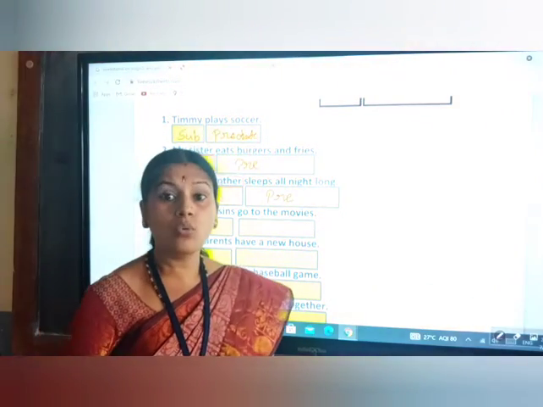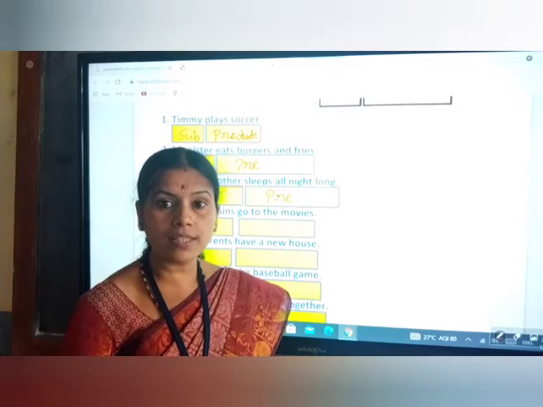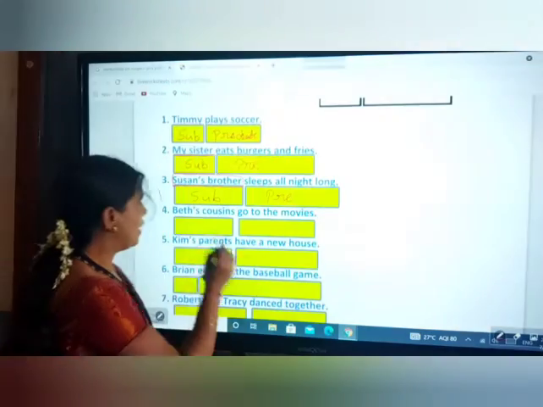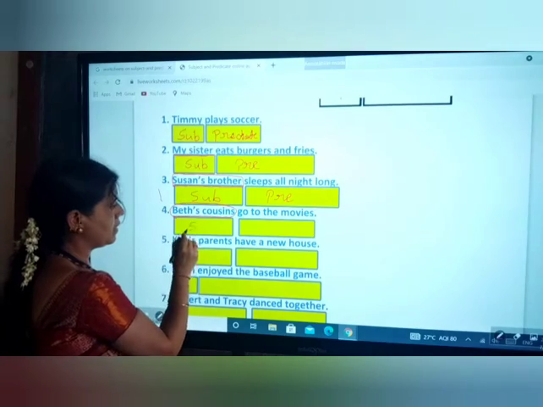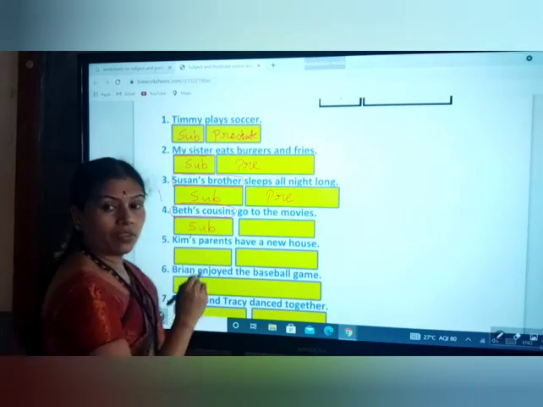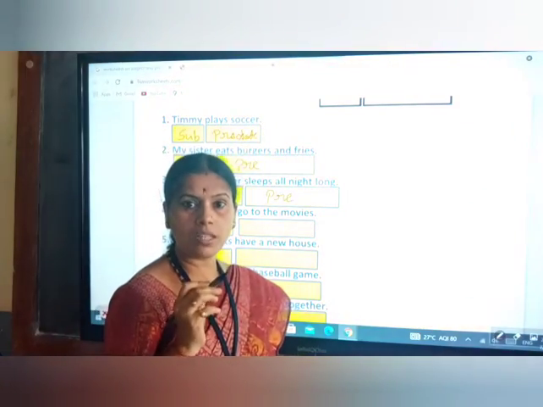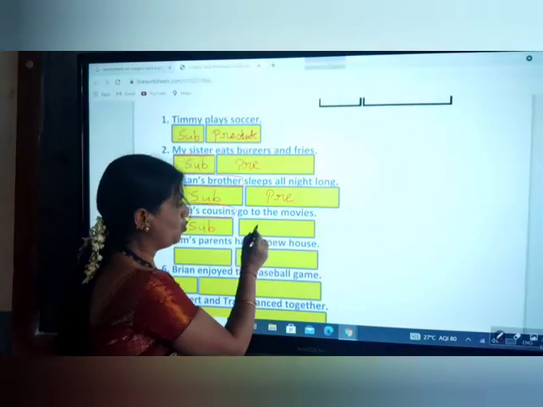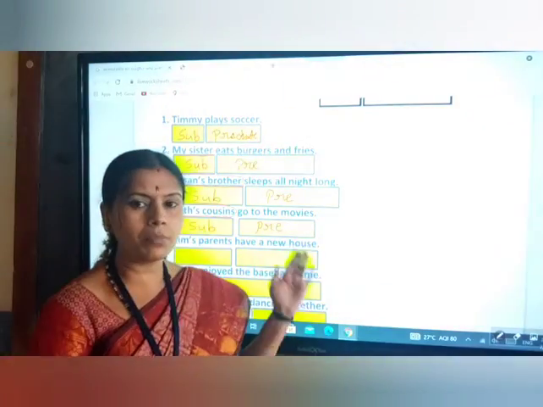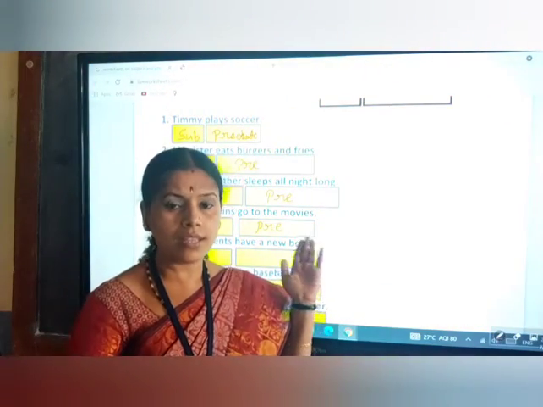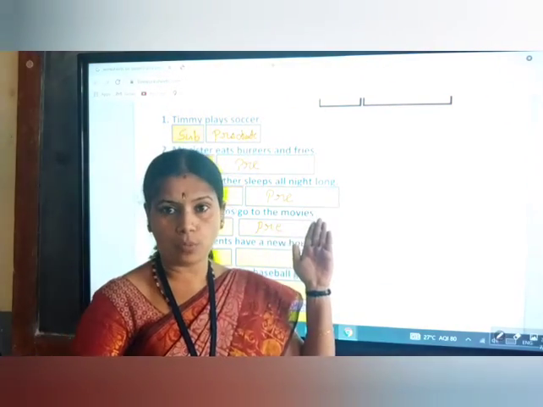Let's move to the next one, that is Beth's cousins go to the movies. Here again, whose cousins go to the movies? If I ask this question, you will answer me Beth's cousins. So Beth's cousins is the subject, whereas the action done by Beth's cousins, they go to the movies, is the predicate. This is a very simple worksheet. Once you solve this simple one, then we will go for the complicated one.